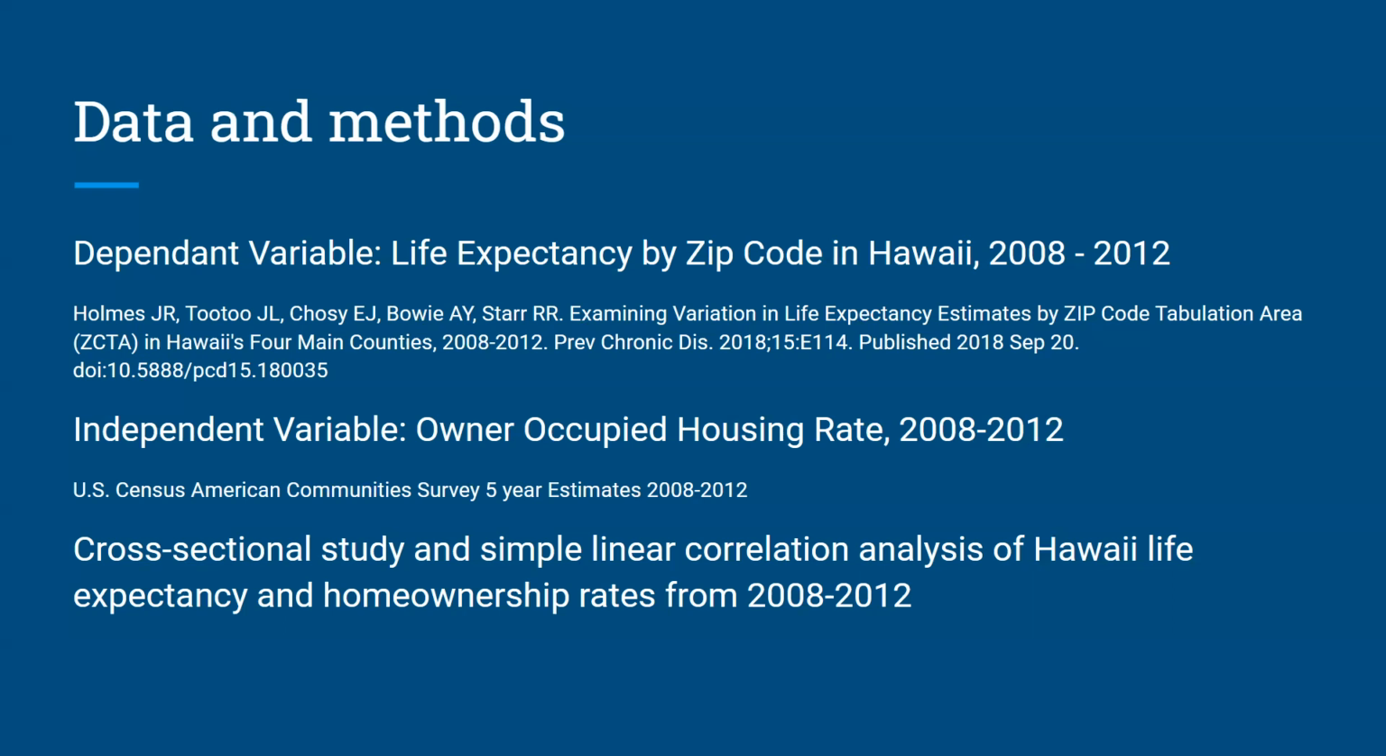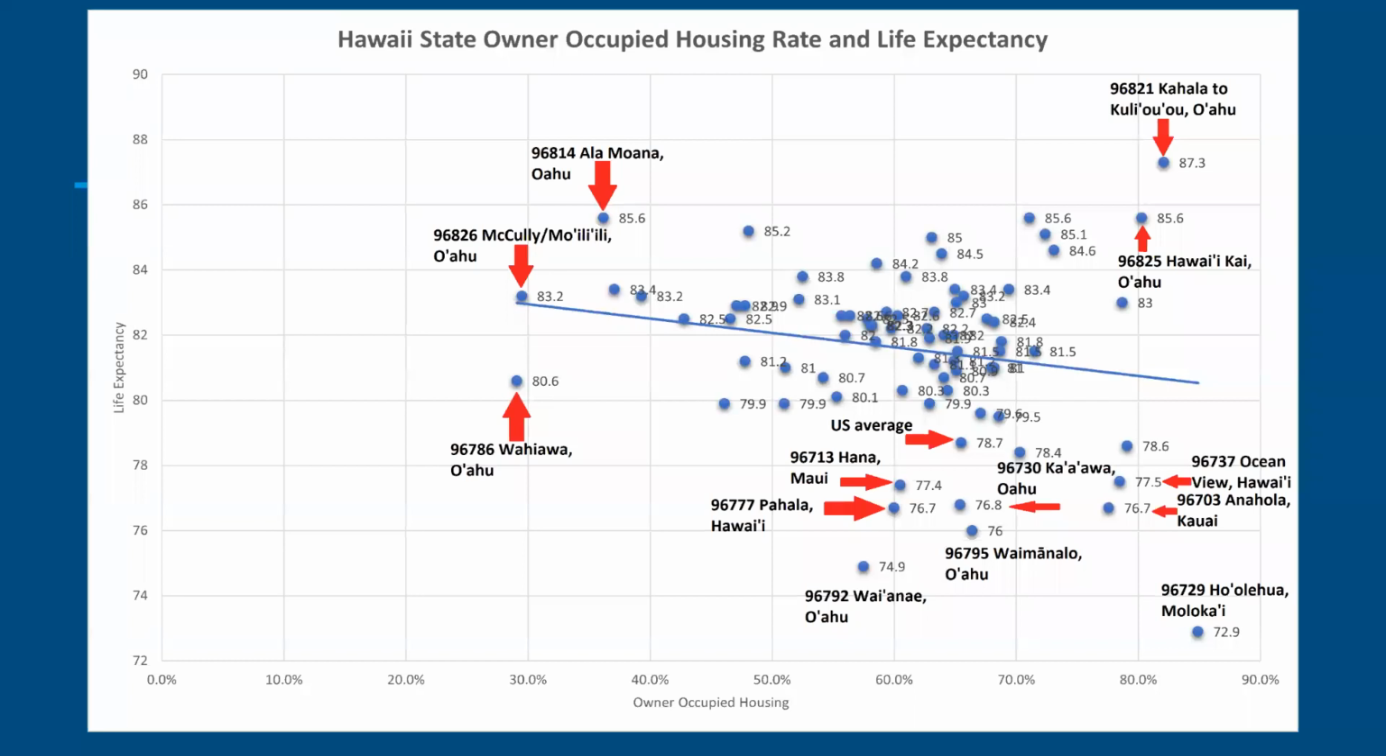The method I used was a cross-sectional study and a simple linear correlation analysis of Hawaii life expectancy and home ownership rates from 2008 to 2012. Now, when I brought the data together on life expectancy and homeownership rates by zip code, we didn't find any correlation between homeownership rates, via the owner-occupied housing category from the American Community Survey, and the life expectancy using the SCALE method.